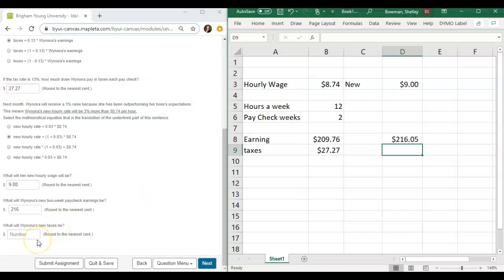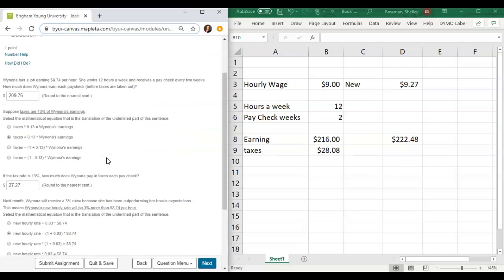The next thing is, what will Wynonna's new taxes be? Again, in doing the 9 here, these taxes that we already calculated are right here, and we can just type that in straight from the calculations too. I don't have to redo it. Another major benefit with Excel. And also, just really quickly here, make sure you round that to the nearest cent by putting your 2 zeros. And the next one, it's already here, so we're just going to type in $28.08 and verify that I got everything in here.